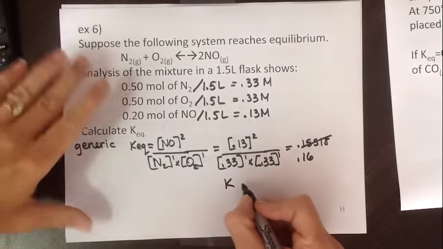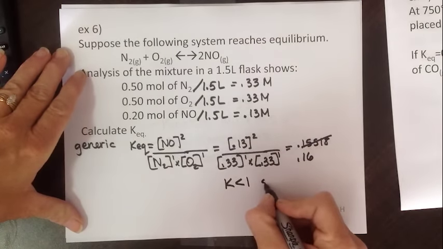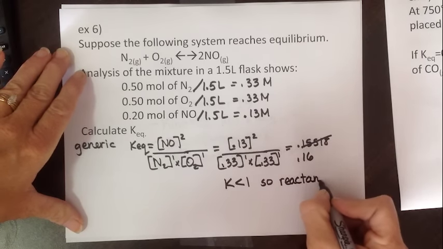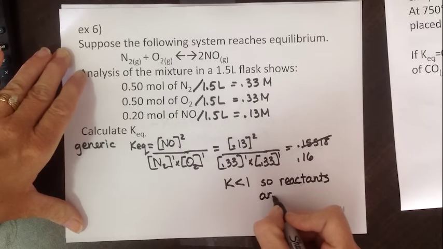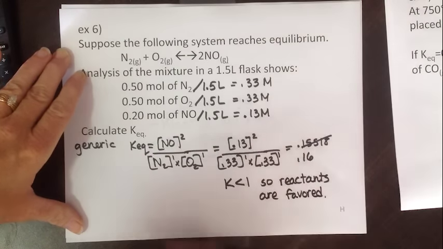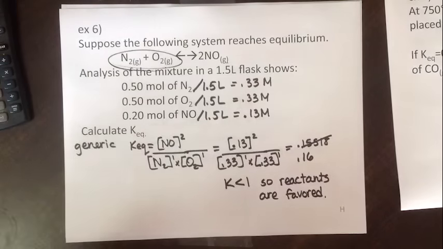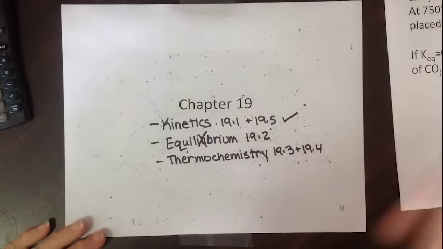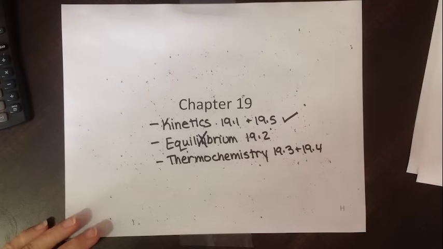So in this case, K is less than 1, so reactants are favored. So at equilibrium, I'd expect to find more reactants than products, which is interesting if you were trying to make products. This is a bad reaction, not really good, or a lot of patience is needed. Let's try another couple.